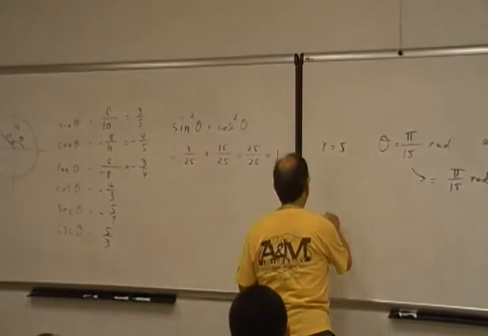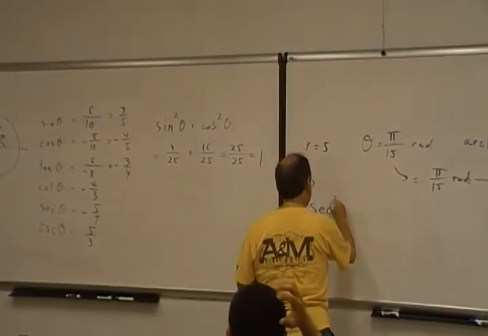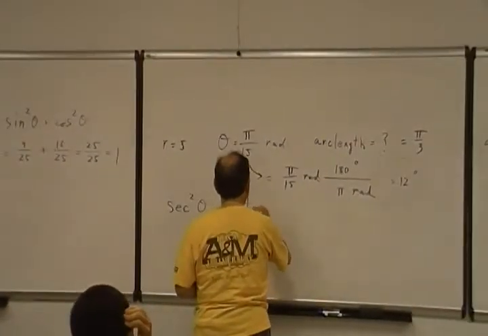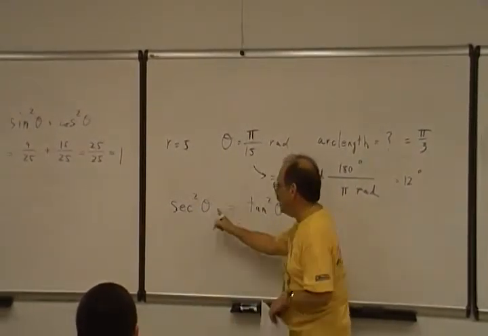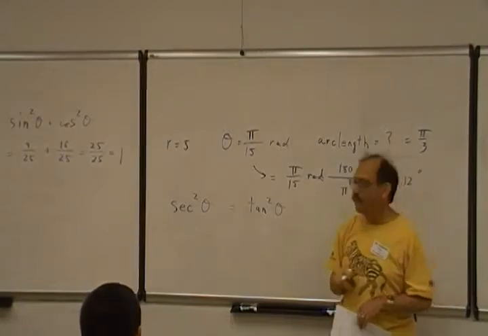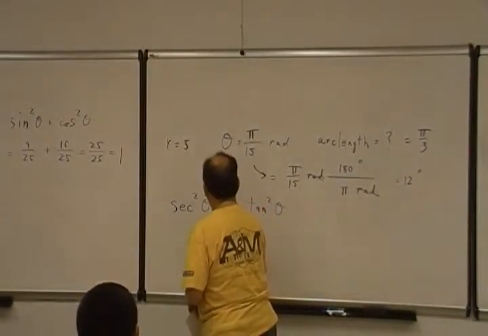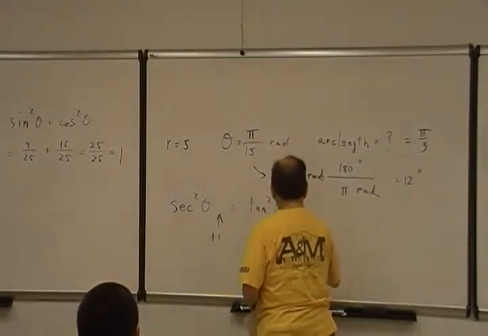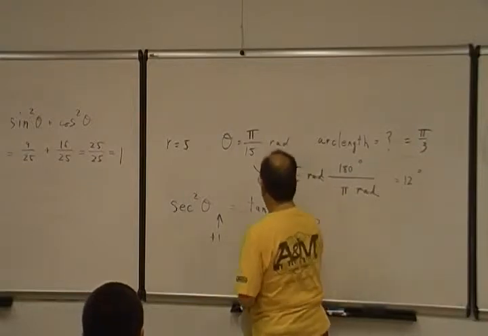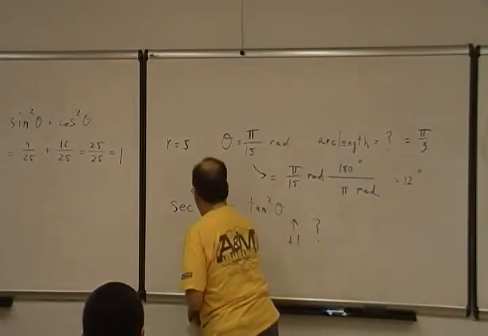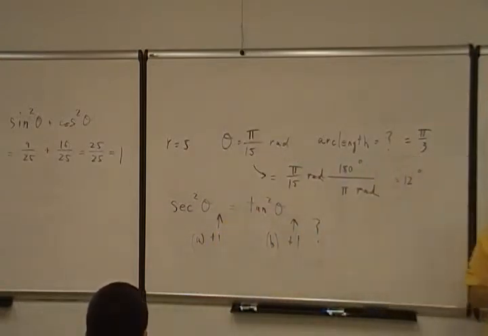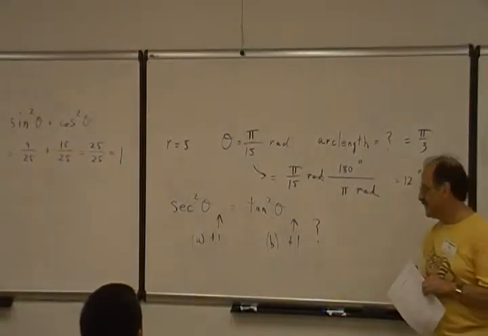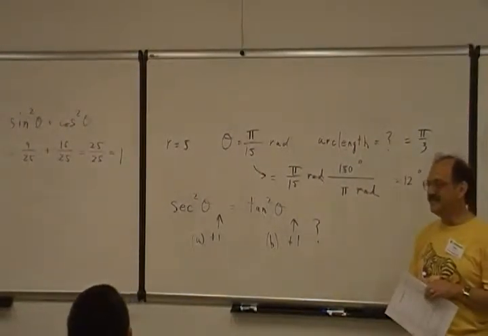Okay, here's a little pop quiz. There is an identity involving secant squared theta and tangent squared theta with an equal sign between them, and you need to add a 1 somewhere. Plus 1, plus 1. Which one is correct? Answer A or answer B? Which side do you add the 1 to make it correct? B. Why?